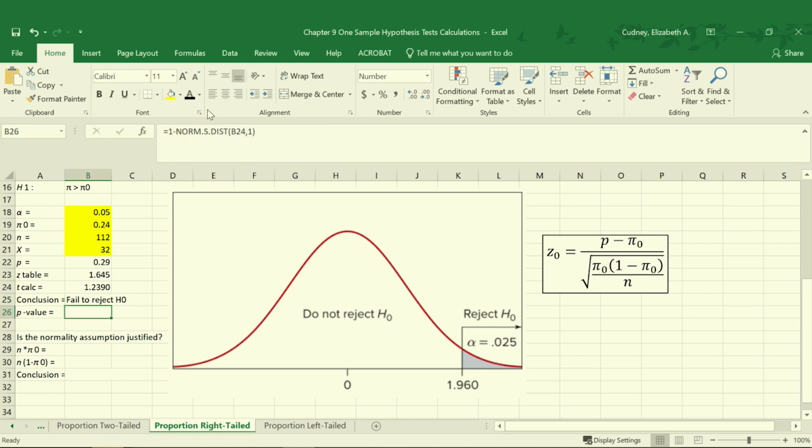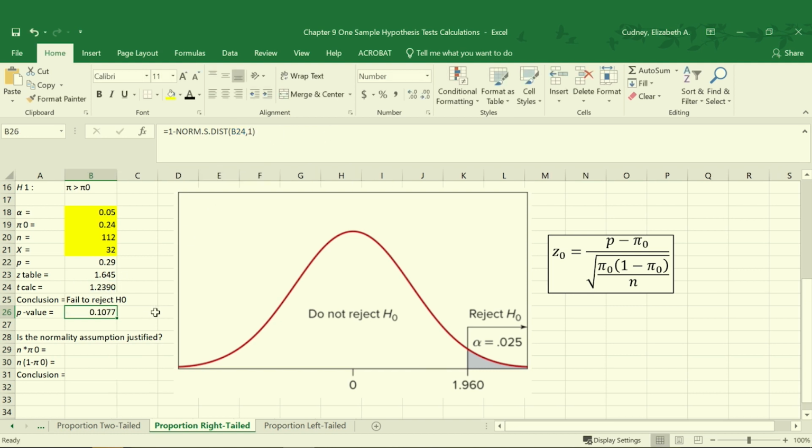We can also calculate our p-value, which is 1 minus our NORM.S.DIST distribution using cell B24, which was our t-calc, and then we'll use a 1 for cumulative. So our p-value then is 0.1077. It's greater than our alpha value of 0.05. So it shows us that we don't have quite that level of confidence within our results, but we can conclude with almost 90% confidence our results.